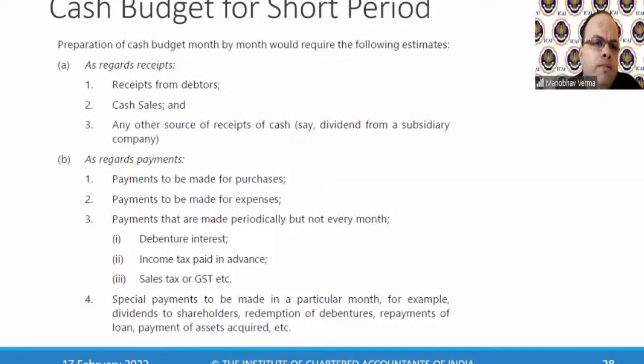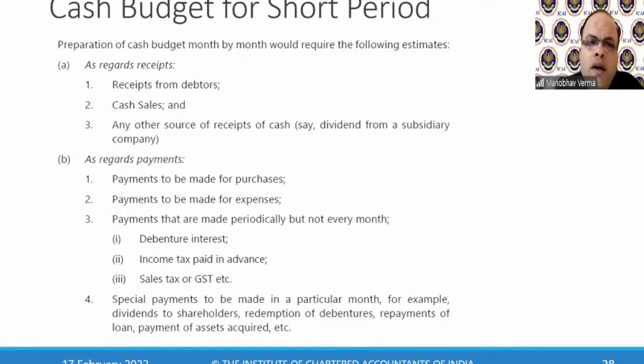So we understand that when we're talking about a cash budget, we will be analyzing this in terms of two aspects: for a short period and for a long period. Now, generally, for our examination purposes also, we will be focusing more on the short period cash budget, where we'll be doing, let's say, a 3-month or a 6-month budgeting. And just for our understanding, we will spend some time on the long-term cash budget as well.